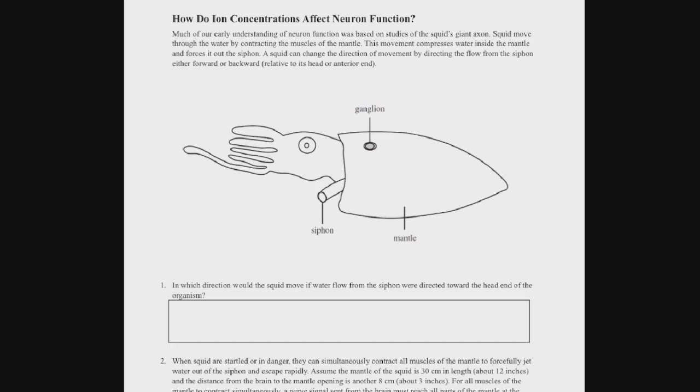So the first thing is asking about how ion concentrations affect neuron function. Much of our early understanding of neuron function was based on studies of the squid's giant axon. Squids move through the water by contracting the muscles of the mantle. This movement compresses water inside the mantle and forces it out the siphon. A squid can change the direction of movement by directing the flow from the siphon either forward or backward, relative to its head or anterior end. So this is just how they move, how it flows.